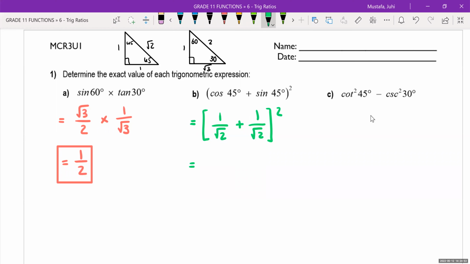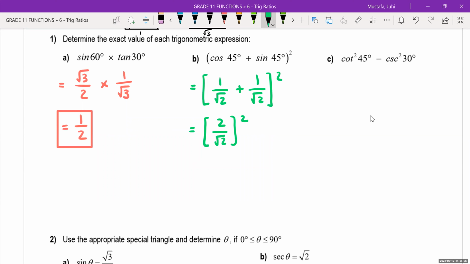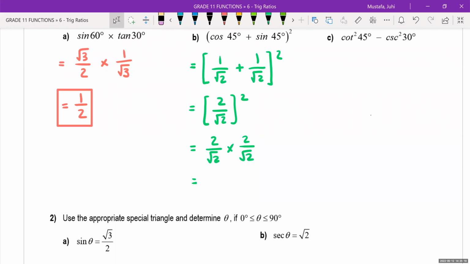1 over root 2 plus 1 over root 2, the denominators are already the same. So all we're going to do is add the numerators. It's going to be 2 over root 2, squared. Okay, 2 over root 2 times 2 over root 2. If I want to just expand that, what we end up getting is 2 times 2 is 4. What's root 2 times root 2? Good. So our final answer is just a whole number, 2.